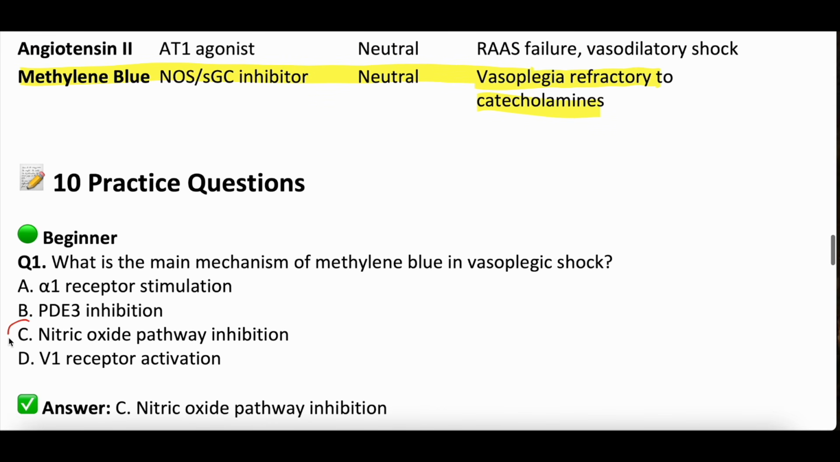So what we're going to do is go through all the answers to talk about why C is the correct answer. So alpha-1 receptor stimulation, this is actually phenylephrine as a vasopressor, has pure alpha-1 receptor stimulation. Then norepinephrine and epinephrine have some alpha-1 receptor stimulation. Methylene blue does not. PDE3 inhibition, this is milrinone, an inotrope. All right. Remember, methylene blue has nitric oxide pathway inhibition, nitric oxide scavenger. And then V1 receptor activation is vasopressin for its mechanism of action.